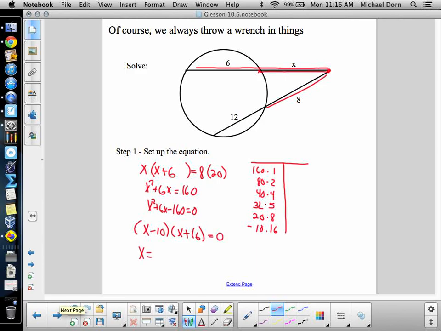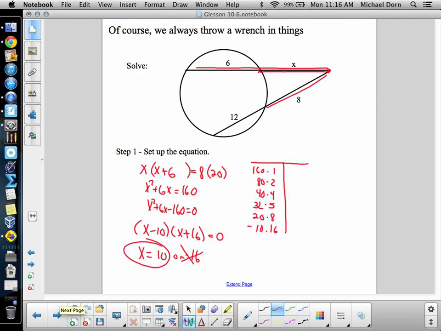That means x equals 10 or negative 16. Which of those answers makes no sense for the length of a segment? The negative 16 makes no sense. So we've got our solution.